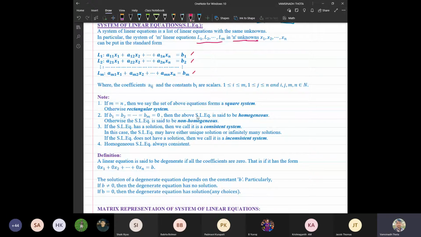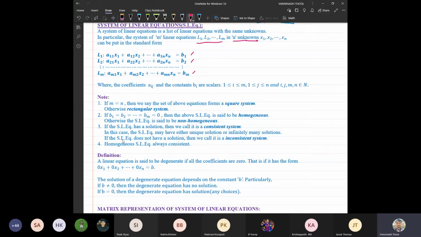Now, suppose the system has a solution, meaning a set of n values, one for each xi. There should be a set of n values x1, x2, x3, and so on up to xn, which satisfies all the m equations, all the given equations, together. Such a system is called a consistent system. When I said there is a solution, the solution may be unique, or infinitely many solutions are also possible.